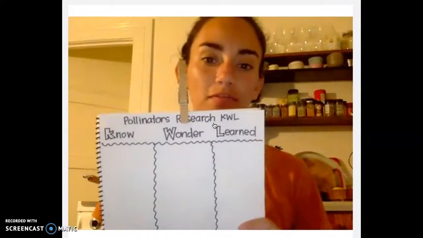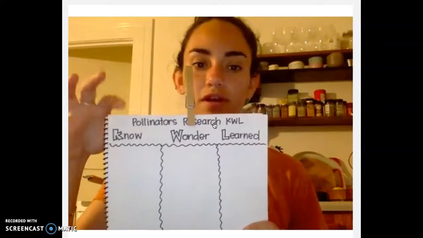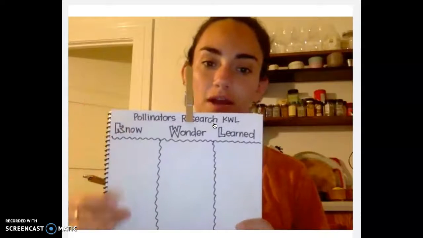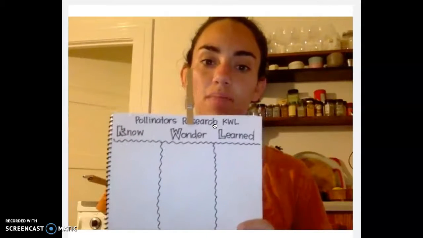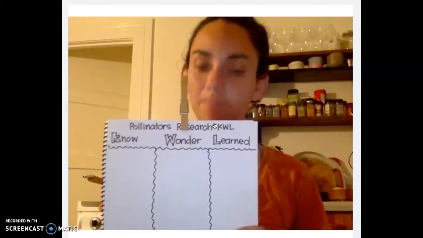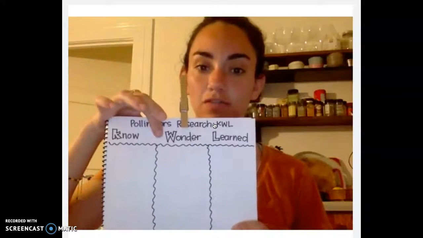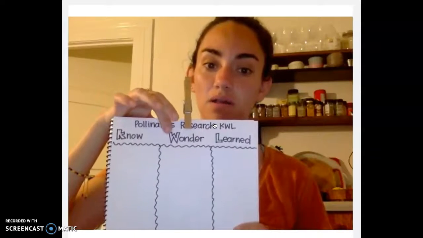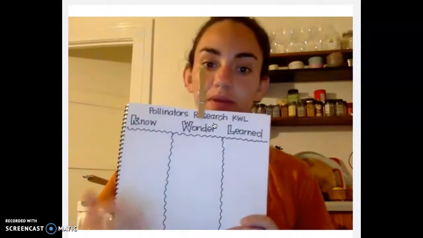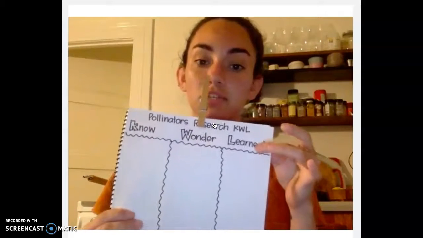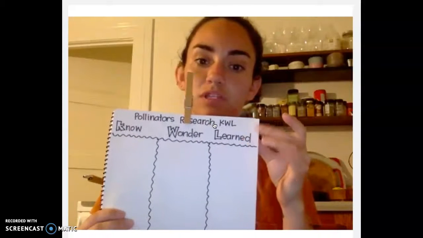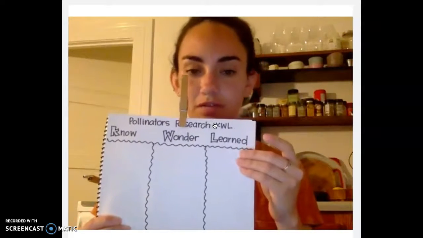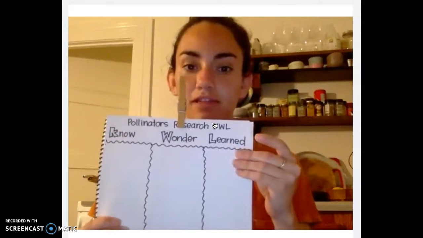And this might look familiar to some of you. Remember, the K stands for what we know. So this is where we are going to be writing what we already know about pollinators before we start learning about them. The W stands for wonder, so that means we're going to put any questions we have about pollinators in this column. And then the last column says learned, so that means that once we're starting our research, we're going to keep track of all of the new things that we've learned in this side of our KWL chart, okay?